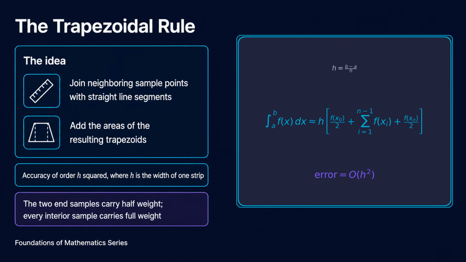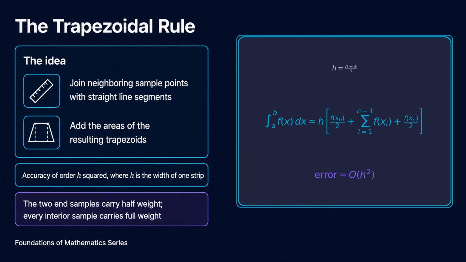It approximates the curve with straight lines and calculates the resulting area. Concretely, sample f at n plus 1 equally spaced points, join neighboring samples with straight segments, and add up the areas of the trapezoids underneath. Written out, the rule is h times the quantity: half of the first sample, plus every interior sample at full weight, plus half of the last sample, where h is the width of one strip.